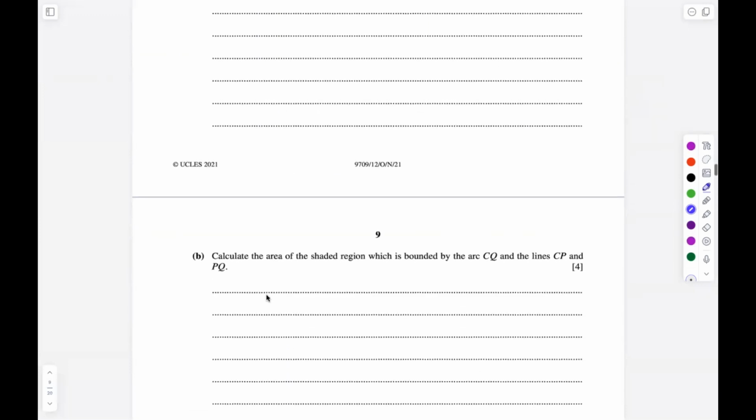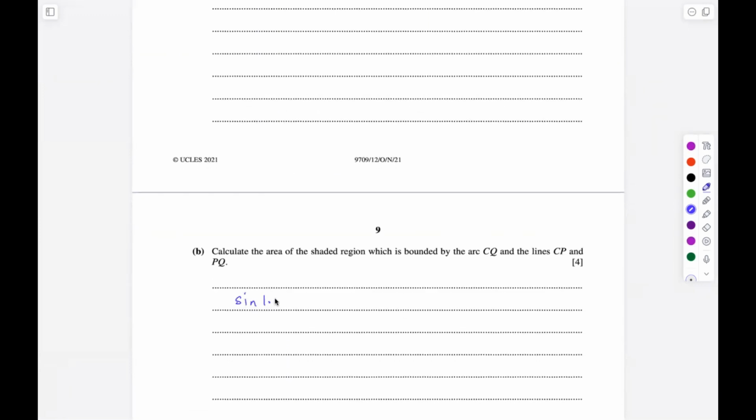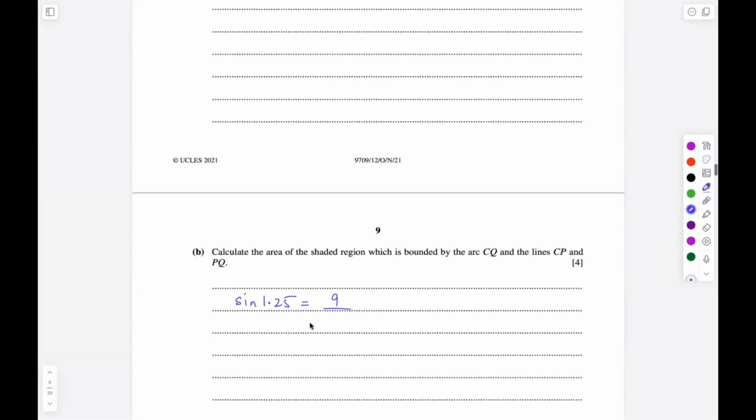So to find the length of BC, we can write sine of 1.25 equals 9 upon BC. So BC will be equal to 9 divided by sine of 1.25. When we substitute this in the calculator, 9 divided by sine 1.25 is equal to 9.483. Once we have the length of BC, this is the radius.